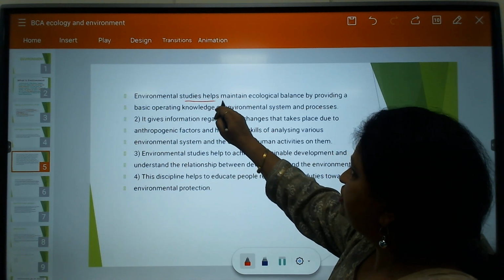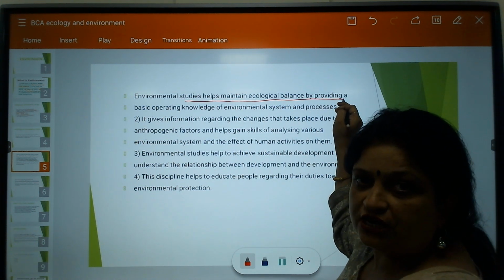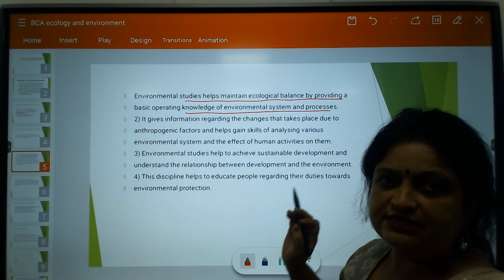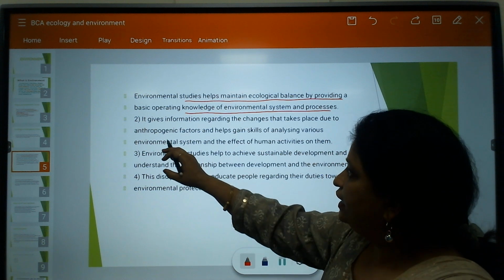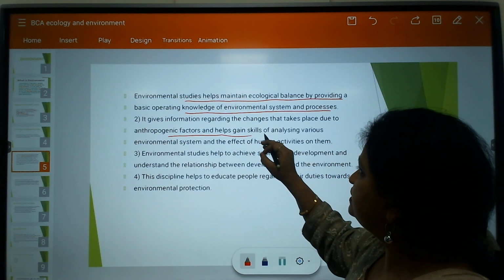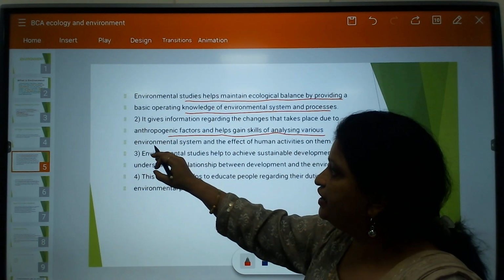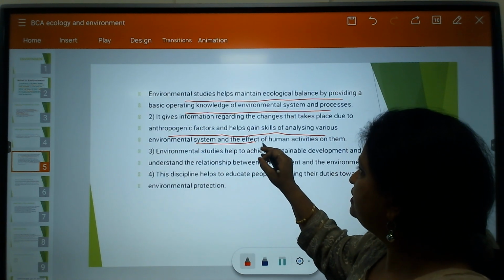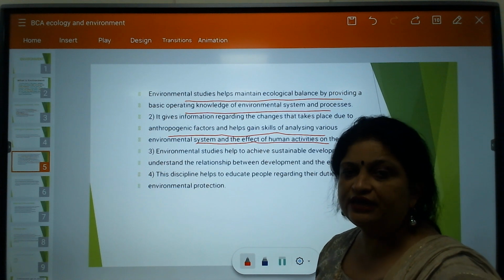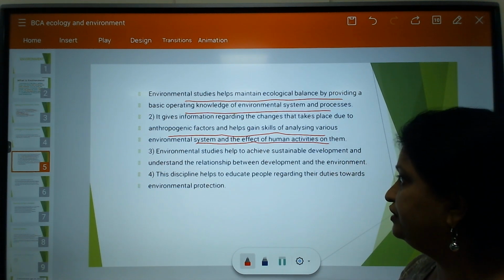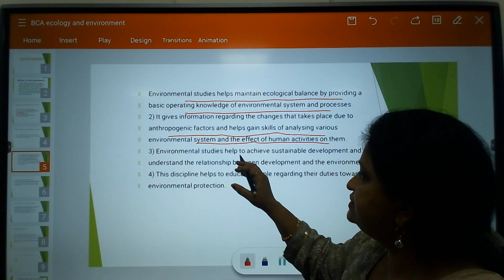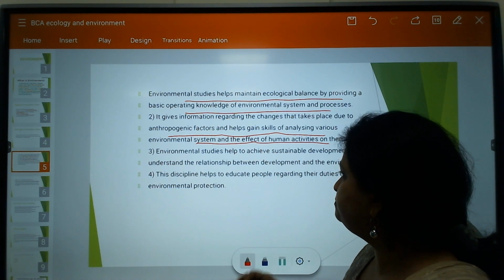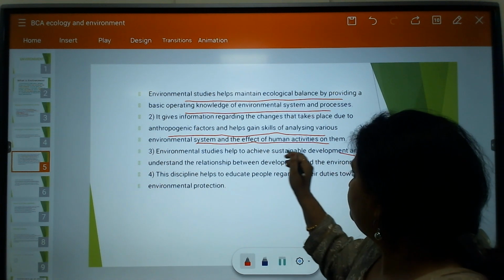Environmental sciences or studies help to maintain the ecological balance. They give basic operating knowledge of the environmental system and processes. Anthropogenic factors help gain skills for analyzing the effect of human activities in different developmental activities. Environmental studies help to achieve sustainable development and understand the relationship between development and environment.